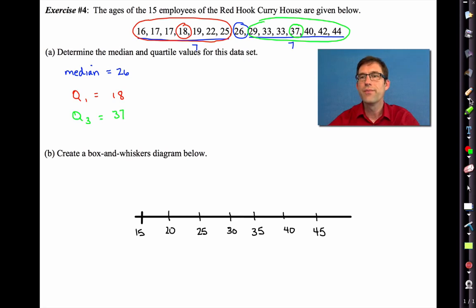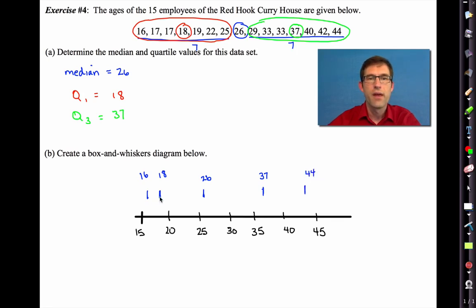Now what we're going to do, and we'll do it in blue, is that smallest value, we're going to plot at 16, right? Then Q1 is going to be at 18. Look at how close that is. Q1 is at 18. You don't have to label these, but I'm showing them. My median is at 26. All right. Q3 is at 37. That's much farther away. And my maximum is at 44.